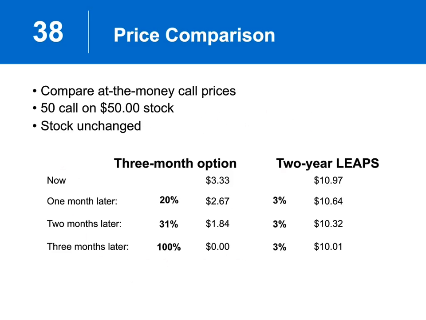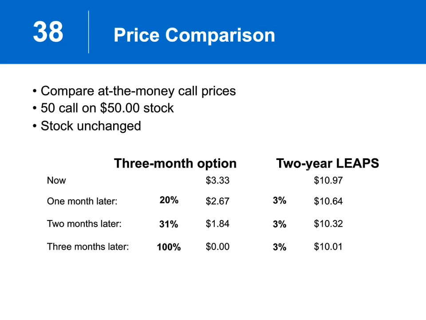Little pricing comparison, comparing an at-the-money call. So on a $50 stock, we're going to look at the $50 call. Let's look at the 3-month option versus the 2-year leap. So the 3-month option, we've got a value of $3.33. The 2-year option, we've got a value of just under $11. So after about a month, you can see that 3-month option may lose somewhere in the neighborhood of 20% and lose about 50-60 cents in value.